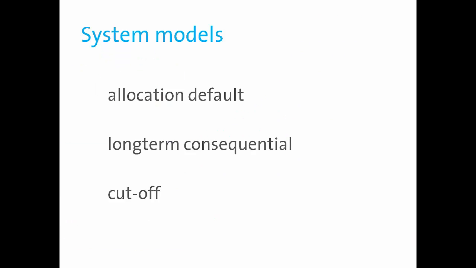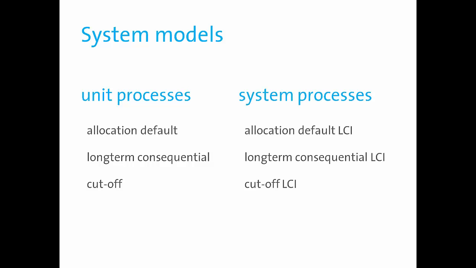So at Ecoinvent you have three different system models: allocation default, long-term consequential, and cutoff. And these system models are broken down into unit process databases and system processes databases. So basically you have 6 different databases that you can import into openLCA up until now. But we've made a few changes and there are 2 big differences that we want to show you today.